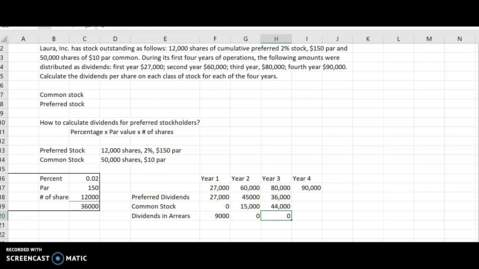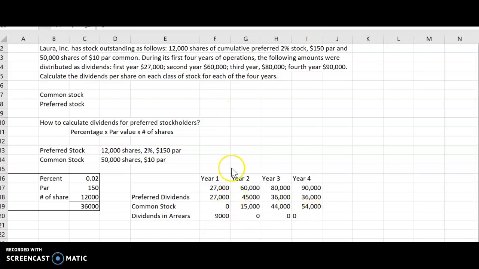Now let's look at year 4. So preferred stockholders get the $36,000 that we promised them each year, and this time common stockholders will get even more, and we have no dividends in arrears. Okay, but notice it says calculate the dividends per share on each class of stock.